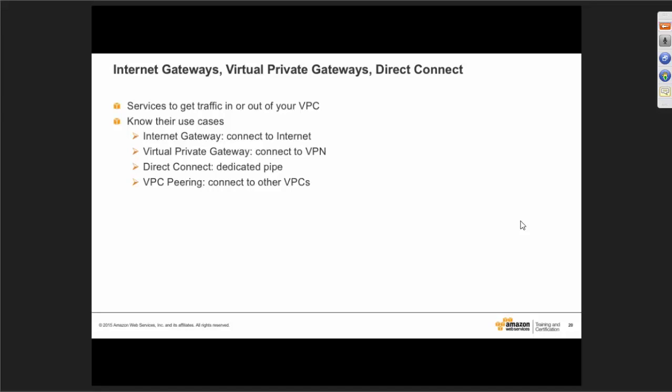There's a question, can the VPN be hardware or software? The answer is yes, you can have either.